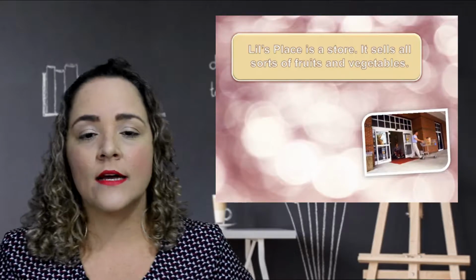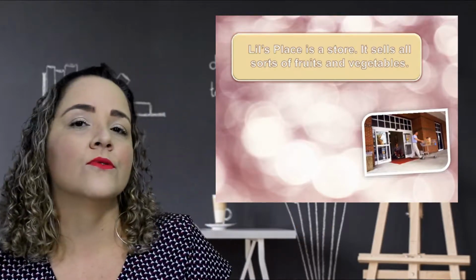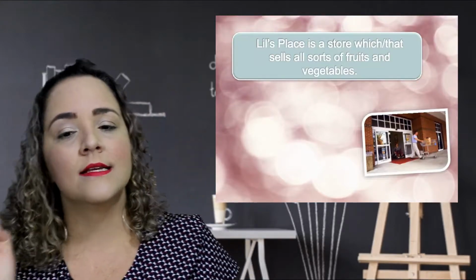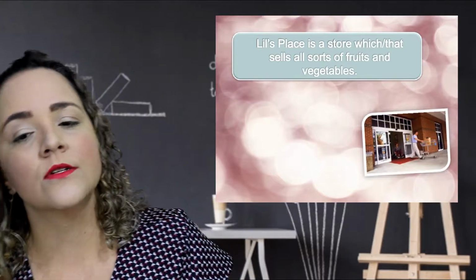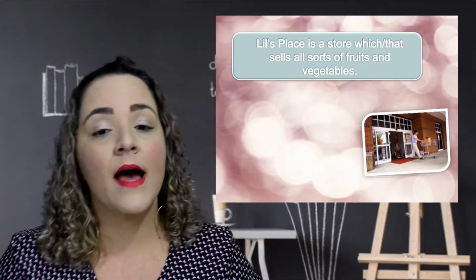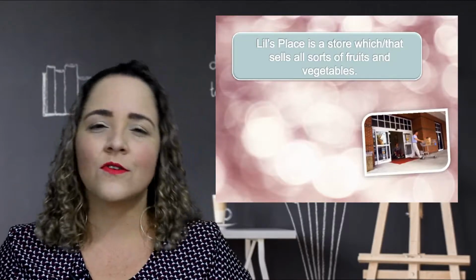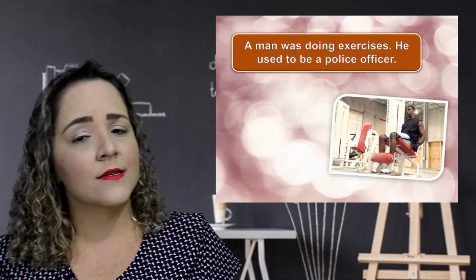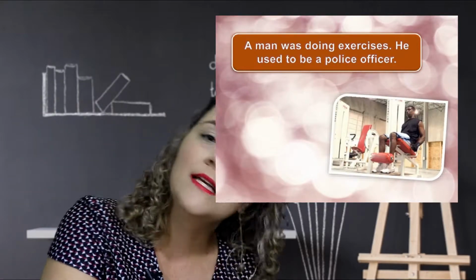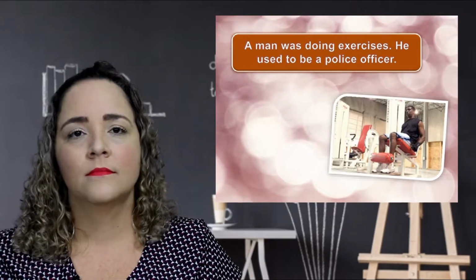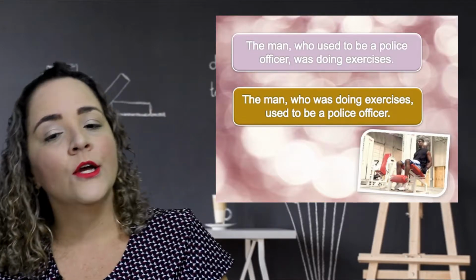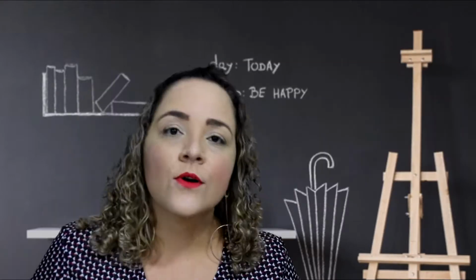Great. Leo's Palace is a store. It sells all sorts of fruit and vegetables. Leo's Palace is a store which sells all sorts of fruits and vegetables. Or Leo's Palace is a store that sells all sorts of fruits and vegetables. Okay? A man was doing exercise. He used to be a police officer. The man who was doing exercise used to be a police officer.